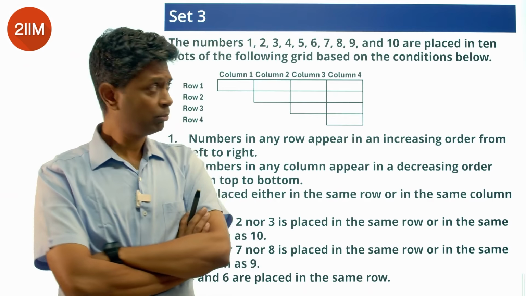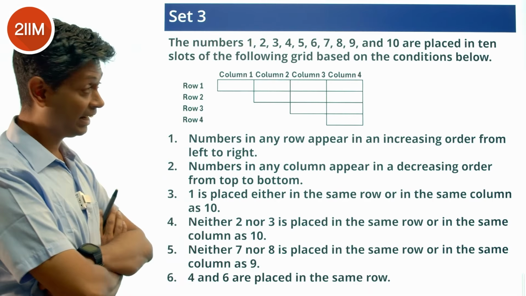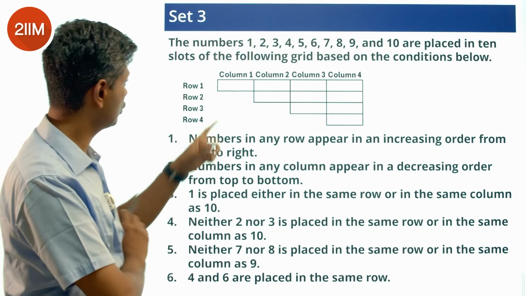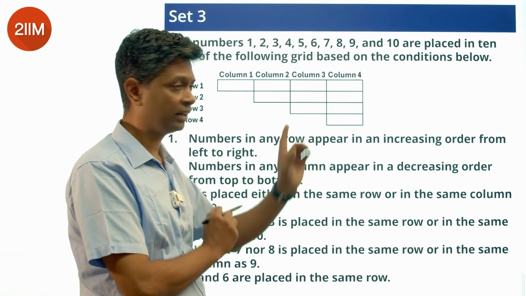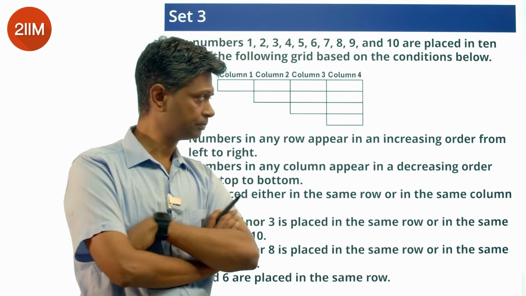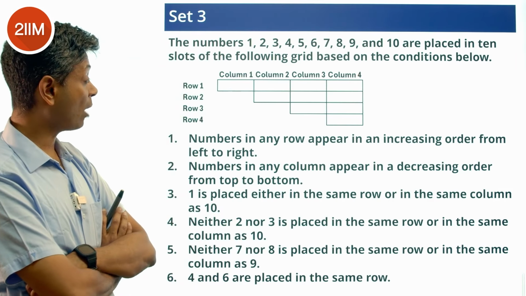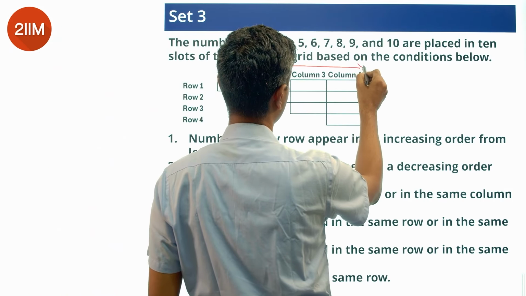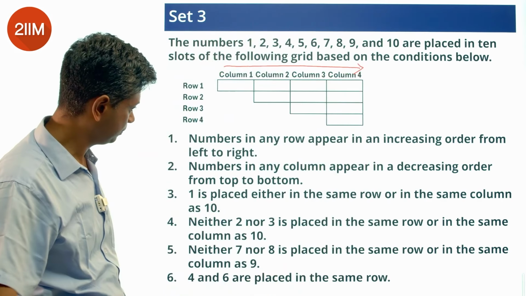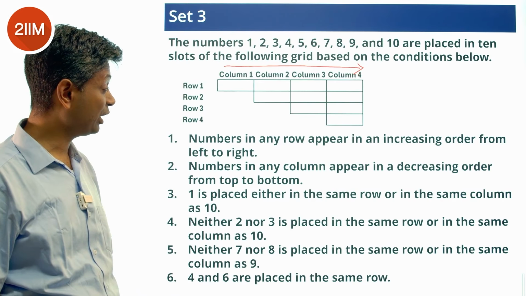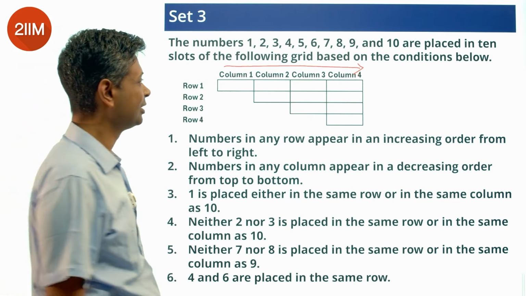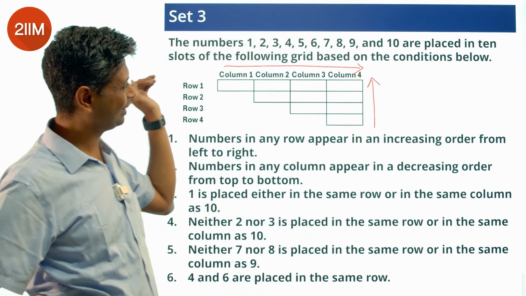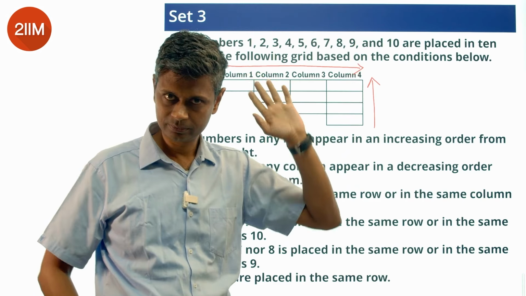Set 3. The numbers 1, 2, 3, 4, 5, 6, 7, 8, 9 and 10 are placed in 10 slots on the following grid based on the conditions below. 10 slots, 1, 2, 3, 4, 5, 6, 7, 8, 9, 10. 4 in the first row, 3, 2, 1. Numbers in any row appear in an increasing order from left to right. Numbers in any column appear in a decreasing order from top to bottom, or increasing from bottom to top. It increases this way, it increases this way.